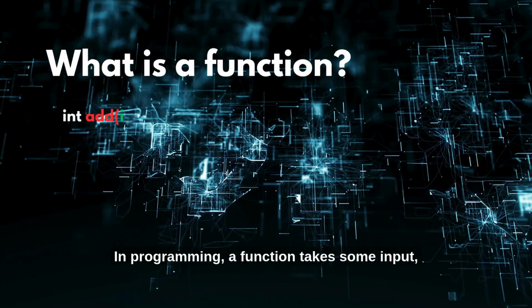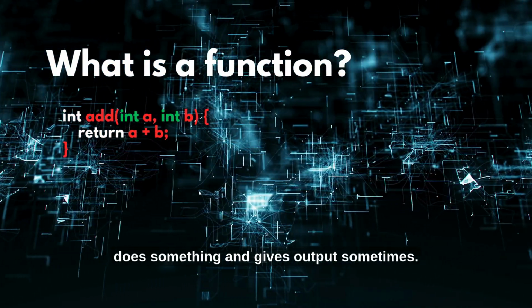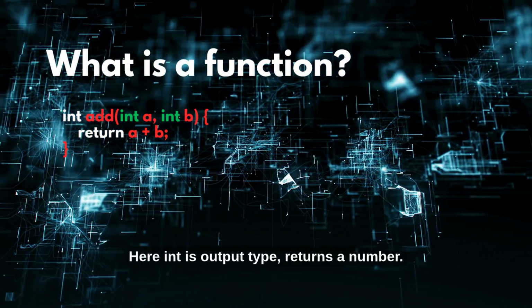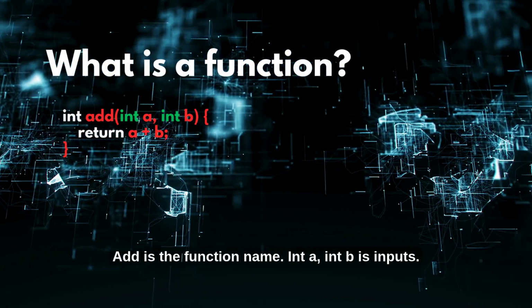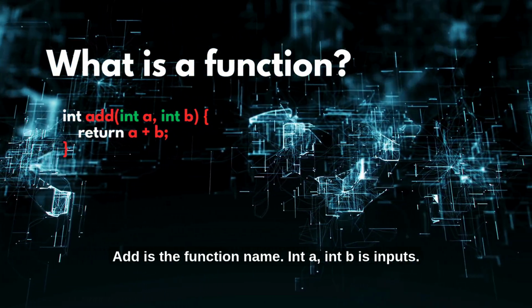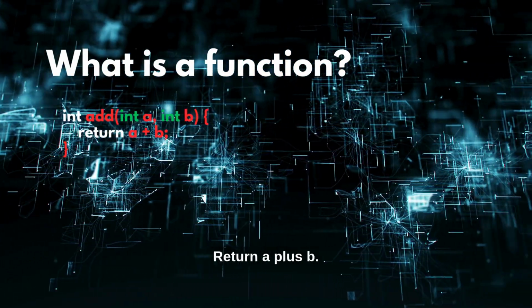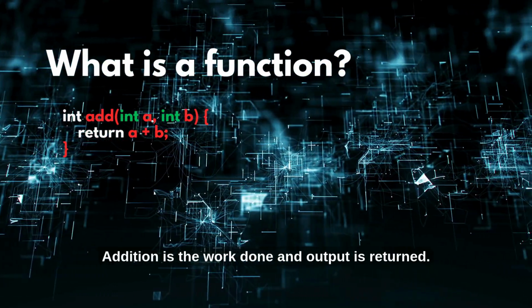In programming, a function takes some input, does something, and sometimes gives output. Let's break it down. Here, int is the output type, it returns a number. Add is the function name. Int a, int b are the inputs. We call them parameters. Return a plus b. Addition is the work done and the output is returned.